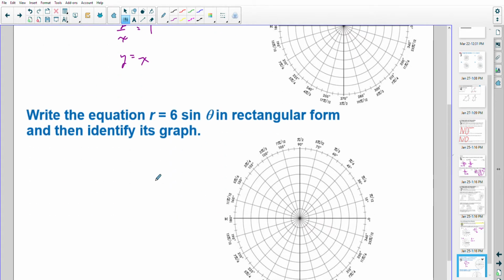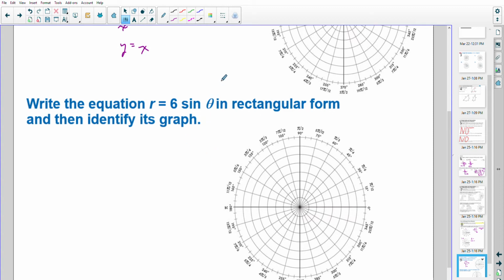And looking at this one, now it's going to get a little bit more challenging because I have an r, and I don't see a direct substitution. But I know if I can put an r in here, I know r sine theta equals something, and if I can put an r in here, r squared equals something. So that's what I want to do. I want to multiply both sides by r, therefore r squared equals x squared plus y squared, and that's equal to 6 times r sine theta, which is just your y value. And that is the equation.